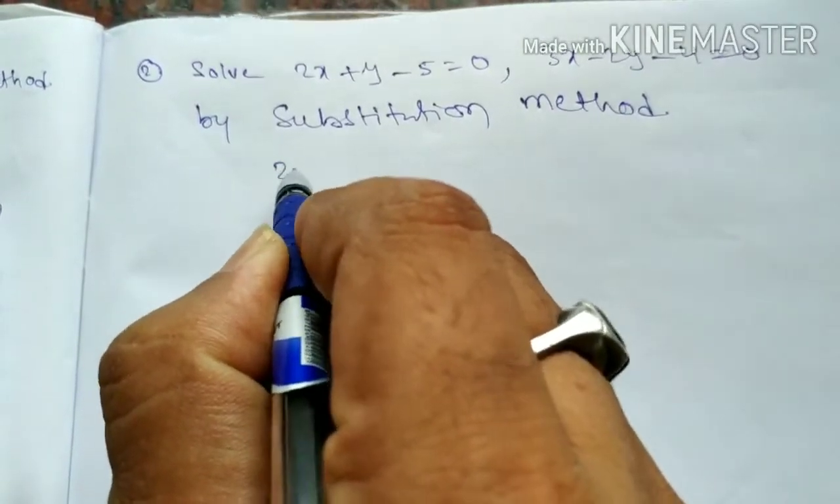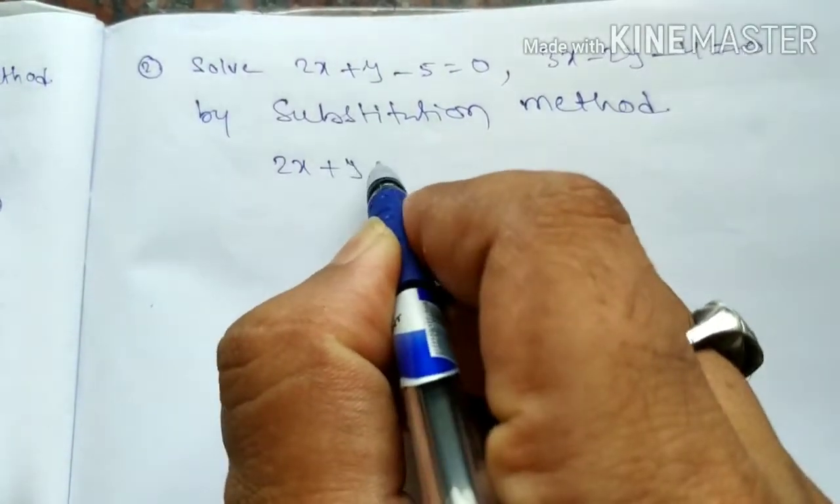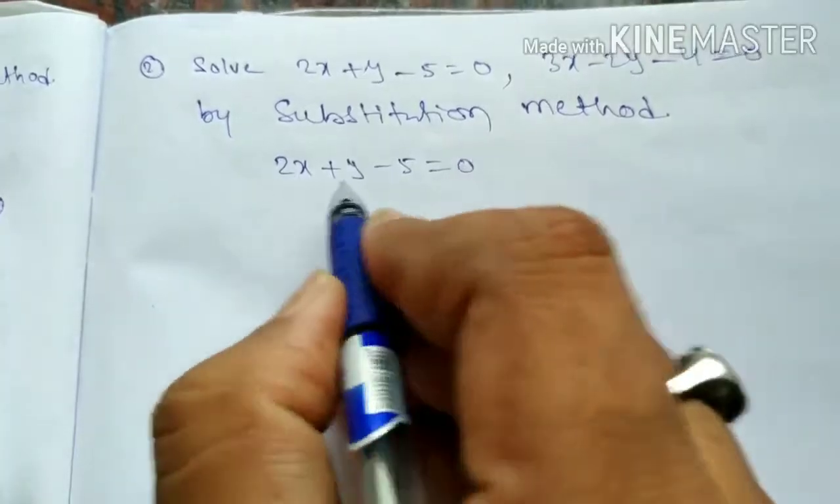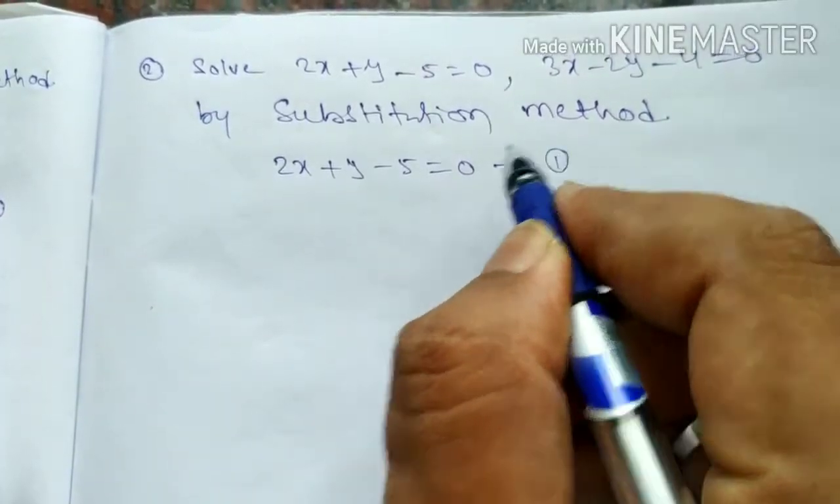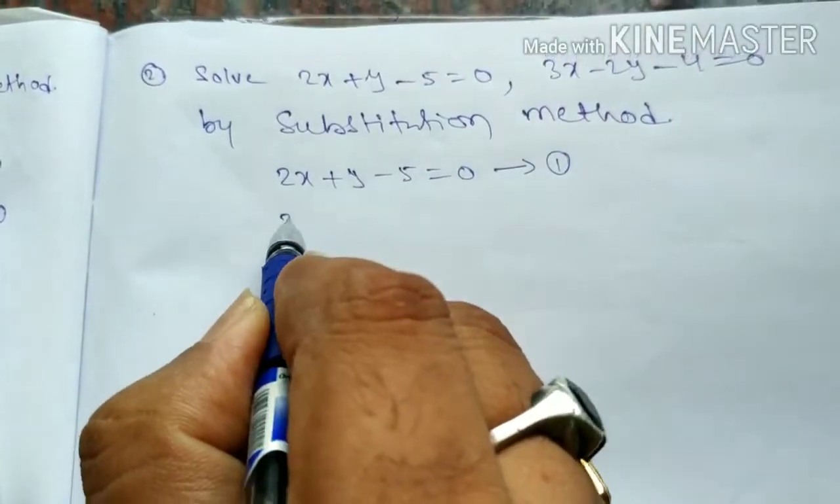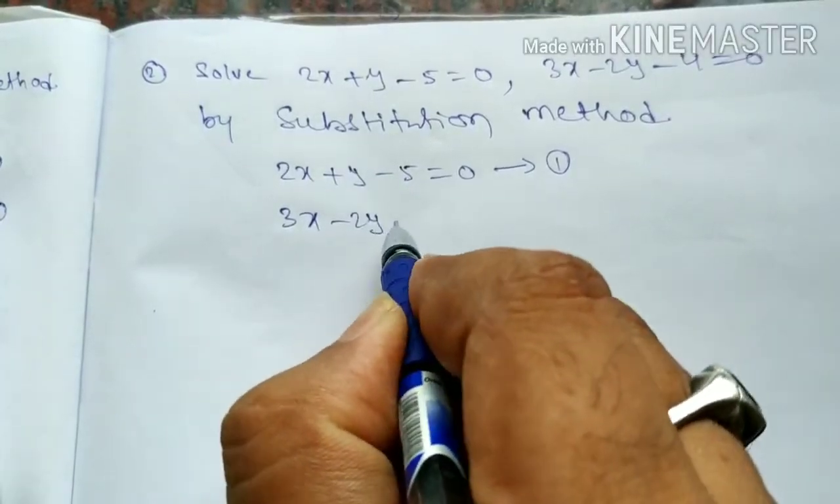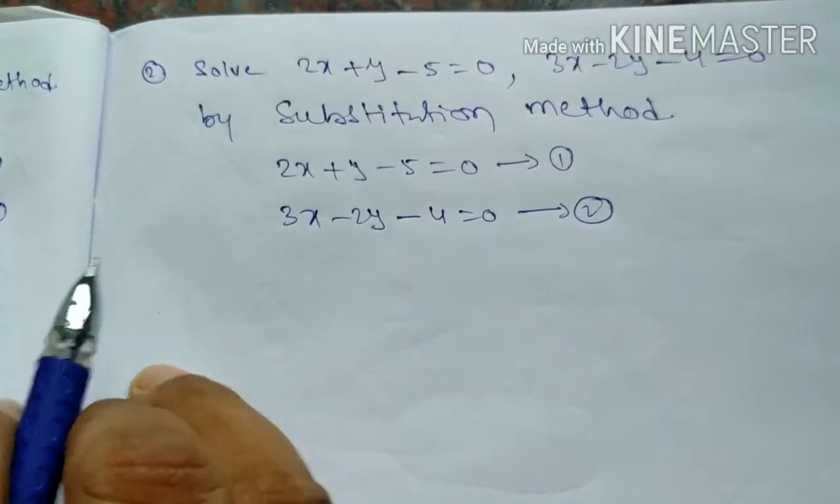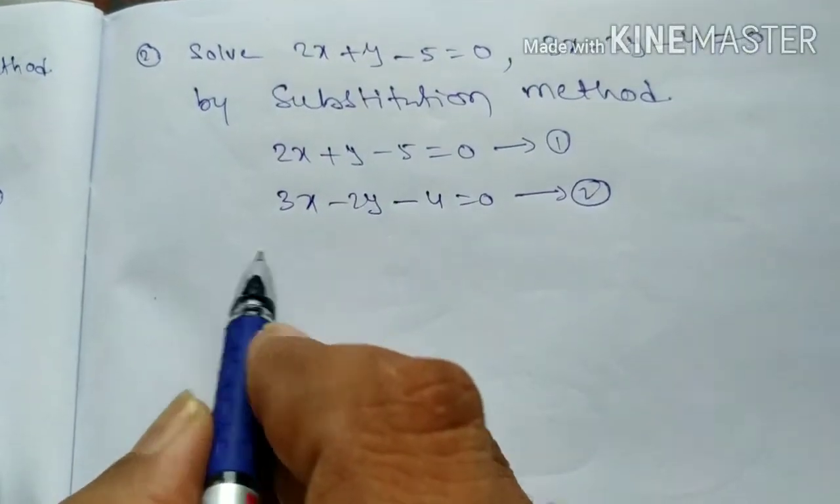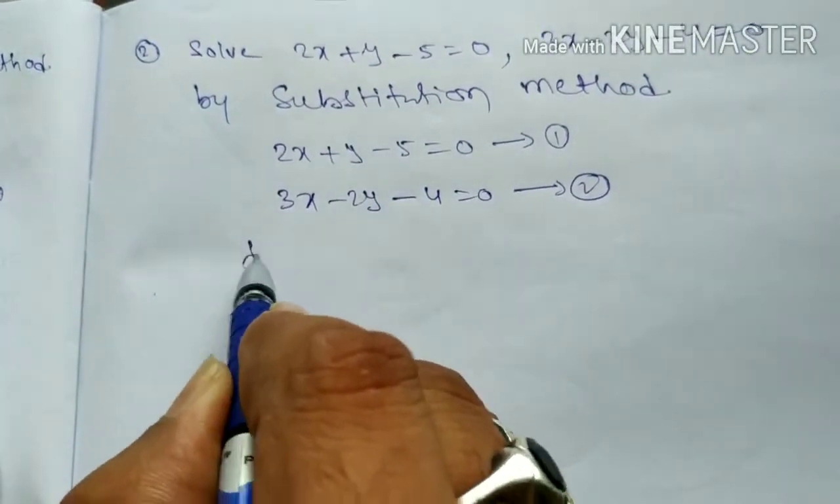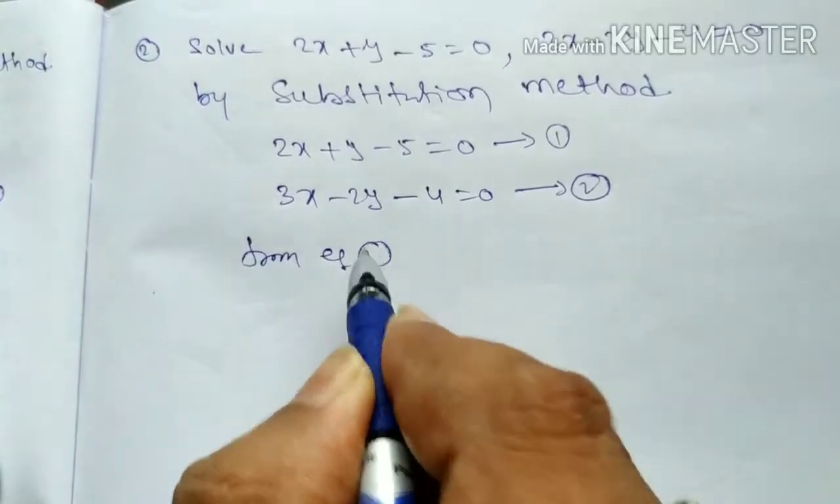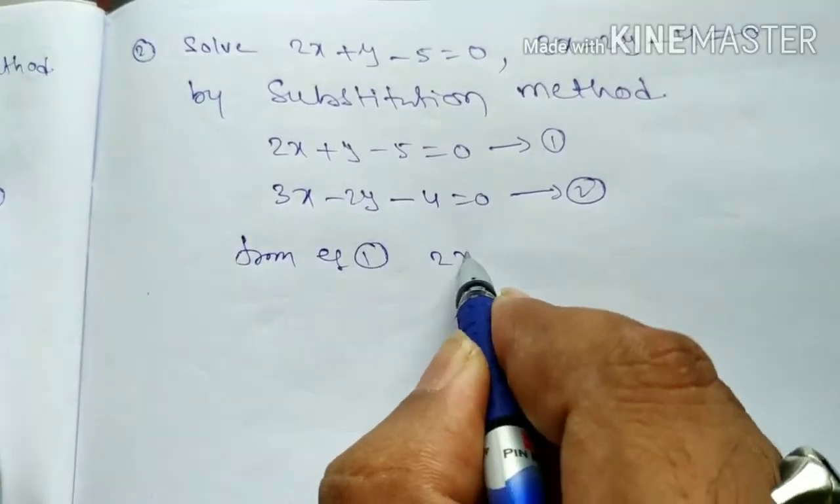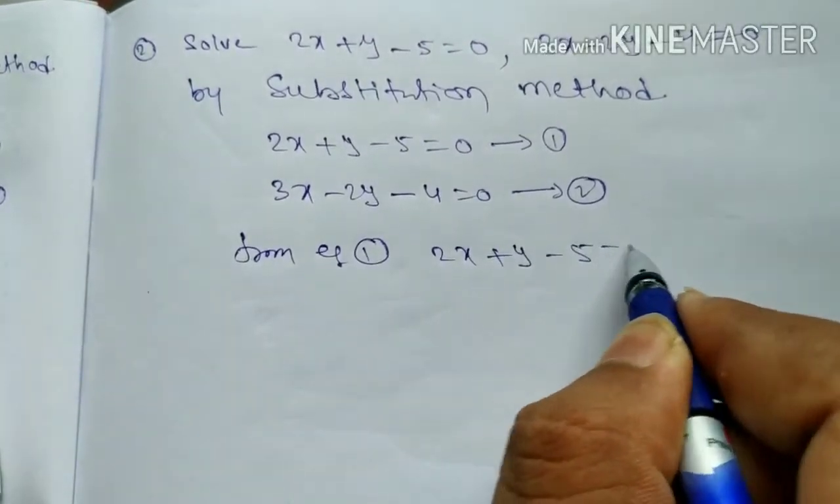First you can write 2x plus y minus 5 is equal to 0. This is equation number 1. And the second equation is 3x minus 2y minus 4 is equal to 0. This is equation number 2. From these two equations, any one equation you can select first. From equation number 1, that means 2x plus y minus 5 is equal to 0.